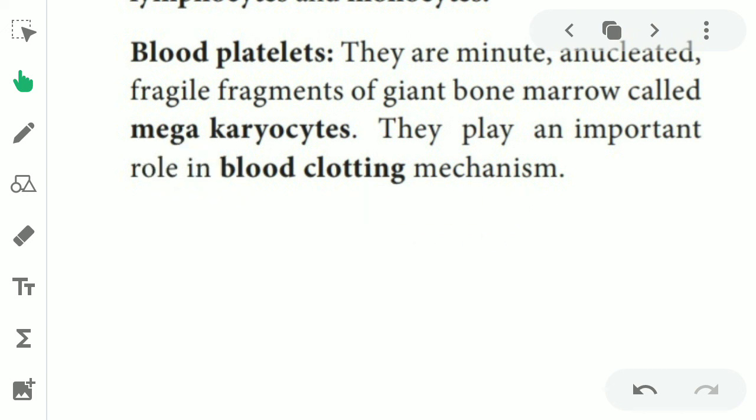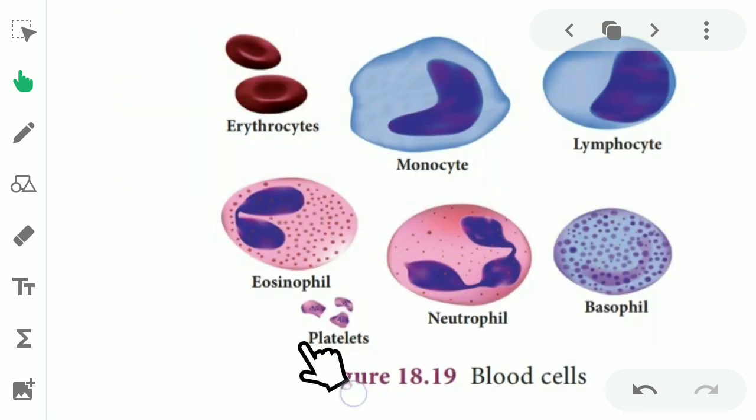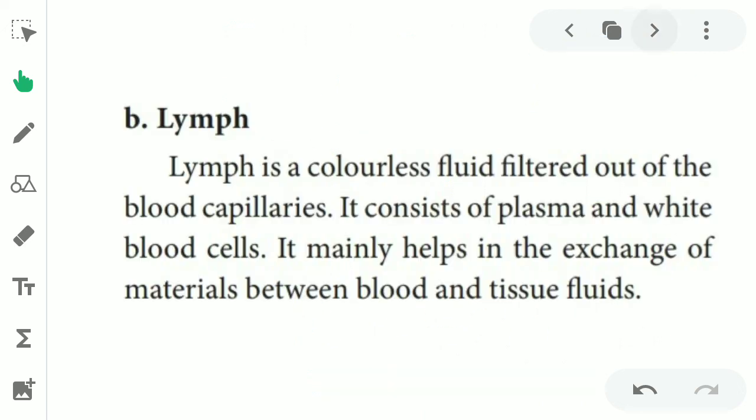Blood clotting mechanism: whenever we get a small wound, the blood will leak. After a few minutes, that opening is closed by blood clotting. It is done by the blood platelets. This is the platelets, this is the WBC, this is the RBC.